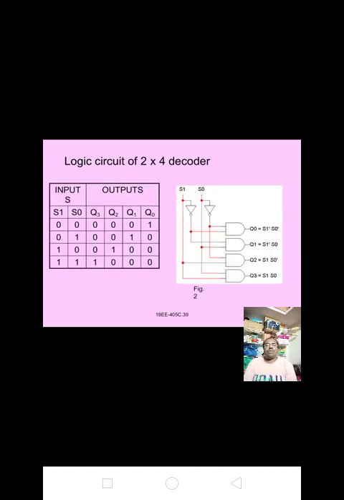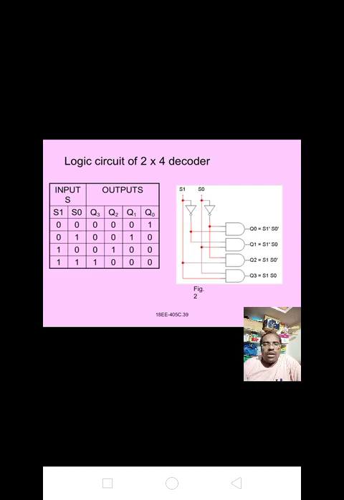Logic circuit of 2 into 4 decoder. Inputs S1, S0: 0 0 for 0, 0 1 for 1, 1 0 for 2, 1 1 for 3. For 0 0, output Q0 is 1 and the rest are all zeros. For 0 1, output is Q1, the rest are zeros. For 1 0, output is Q2, the rest are zeros. For 1 1, Q3 is 1 and the rest are zeros.